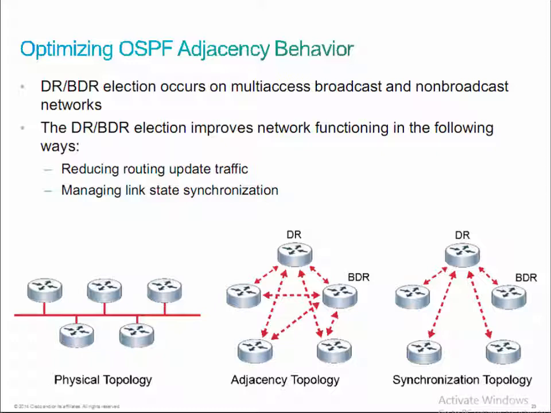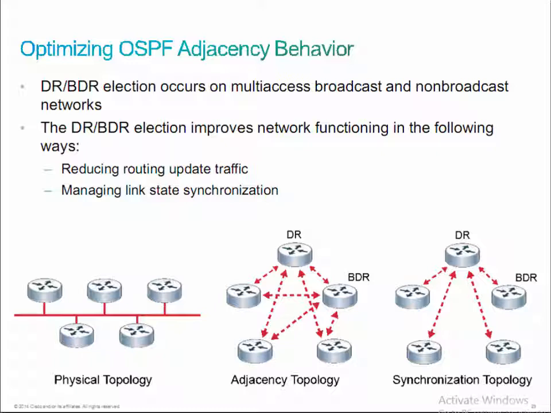When it comes to OSPF, as far as optimizing the behavior of OSPF, one of the things that's part of the process is to go through something called a DR-BDR election process. It's not something that you necessarily can control. There are certain elements of the DR-BDR election process that you can maybe influence so that you can decide which router becomes the DR-BDR. But the actual election process is going to happen regardless, okay?